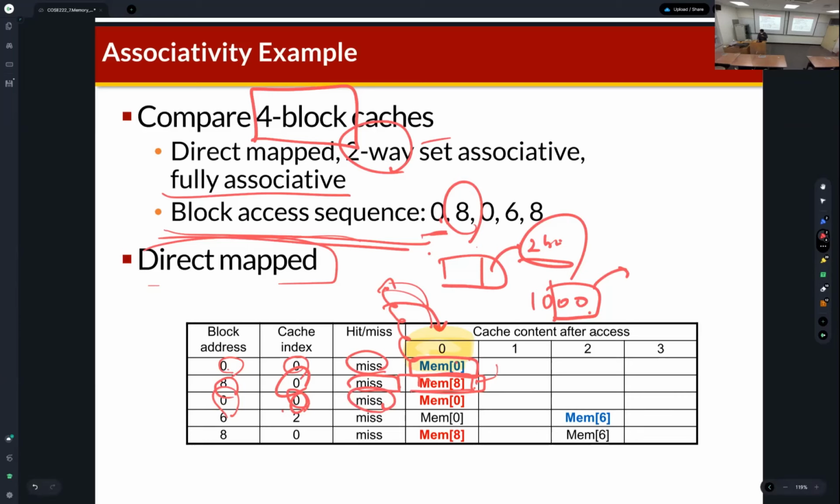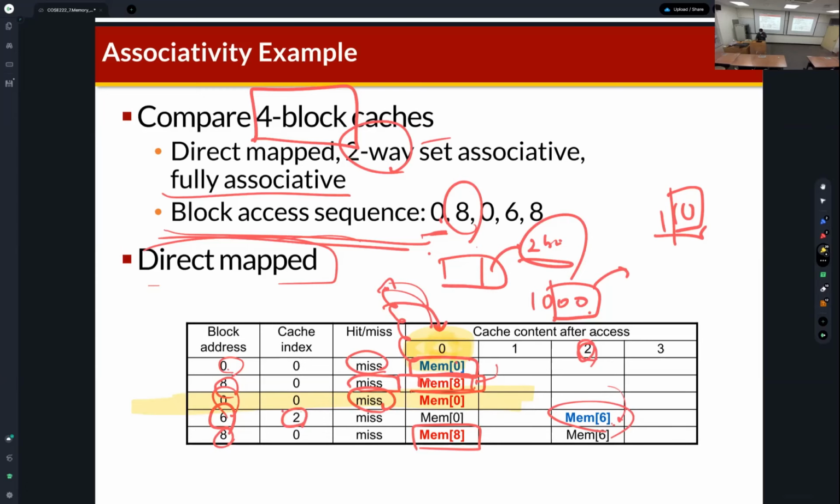And then block address 6, which means the cache index is 2, because 6 is 110. Okay, so memory block 6 is allocated in cache index 2. The 8 is also a miss, because for this request, memory block 0 is allocated to cache index 0.